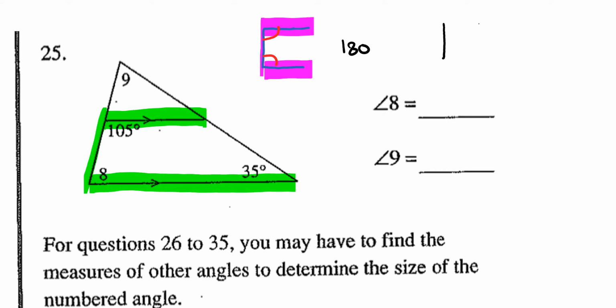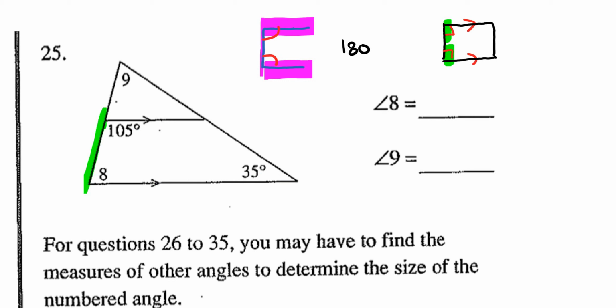And if you think about a general square, we know the corner angles are 90 and 90, so we know these two angles add up to 180 degrees, and we know that the top sides are parallel. So that's another way to think about it. I call it the C shape rule for short, but the formal term is interior angles on the same side of the transversal. Anyways, I can take this angle 105 and this angle 8, and those two angles add up to 180. So 180 minus 105 degrees is going to be 75 here. So that's going to be 75 for angle number 8.